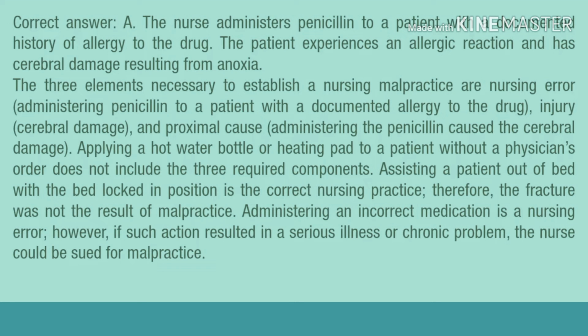Correct answer, A. The nurse administers penicillin to a patient with a documented history of allergy to the drug. The patient experiences an allergic reaction and has cerebral damage resulting from anoxia. The 3 elements necessary to establish nursing malpractice are nursing error, administering penicillin to a patient with a documented allergy to the drug; injury, cerebral damage; and proximate cause. Administering the penicillin caused the cerebral damage.